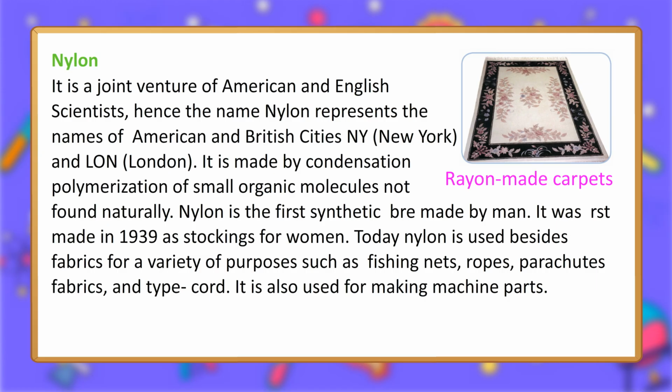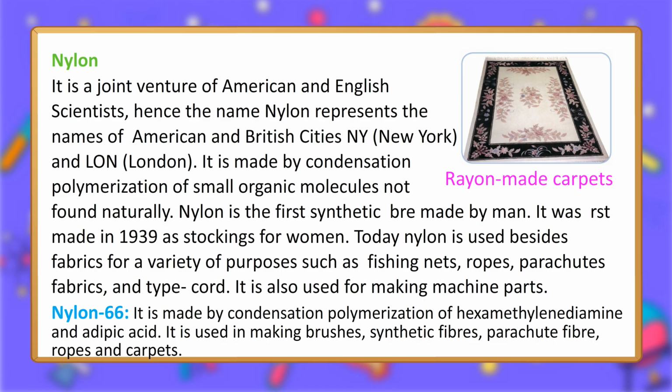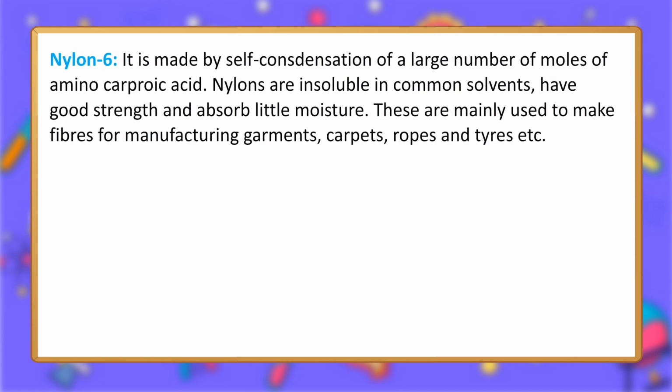Today nylon is used besides fabrics for a variety of purposes, such as fishing nets, ropes, parachute fabrics, and tire cord. It is also used for making machine parts. Nylon 66 is made by condensation polymerization of hexamethylene diamine and adipic acid. It is used in making brushes, synthetic fibers, parachute fiber, ropes and carpets. Nylon 6 is made by self-condensation of a large number of moles of aminocaproic acid.